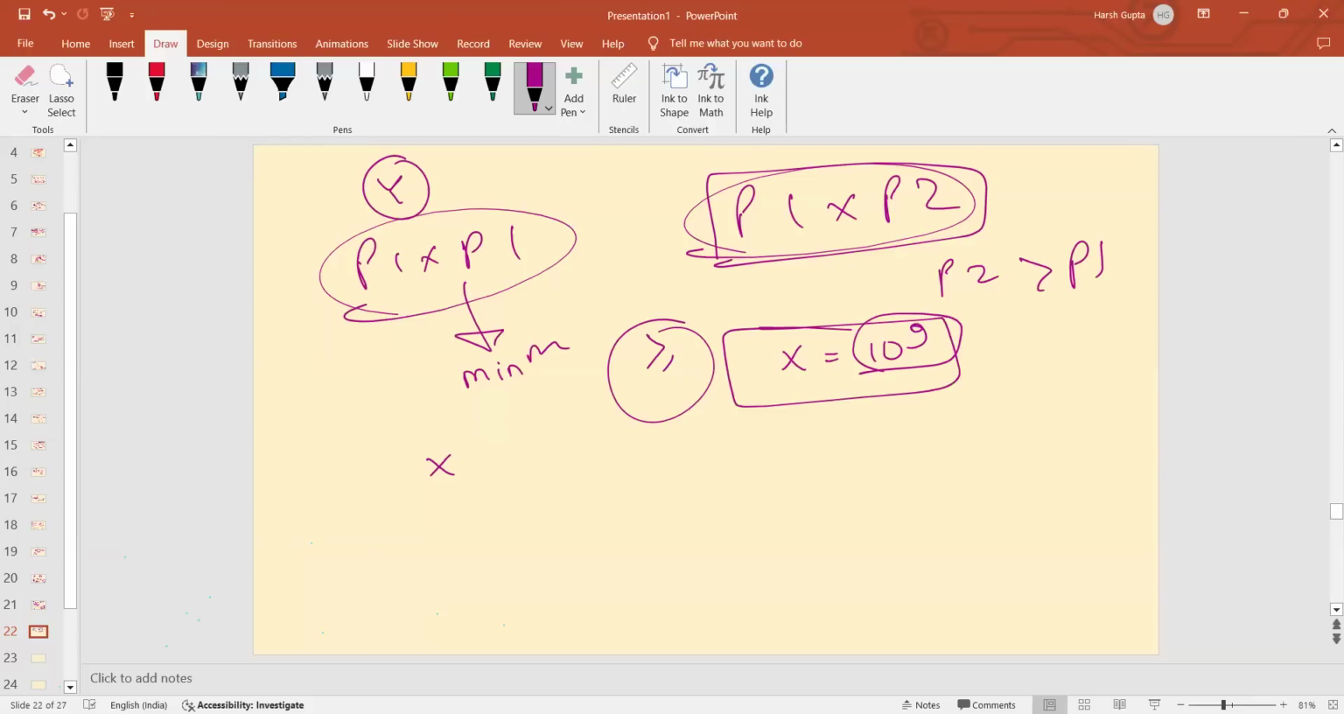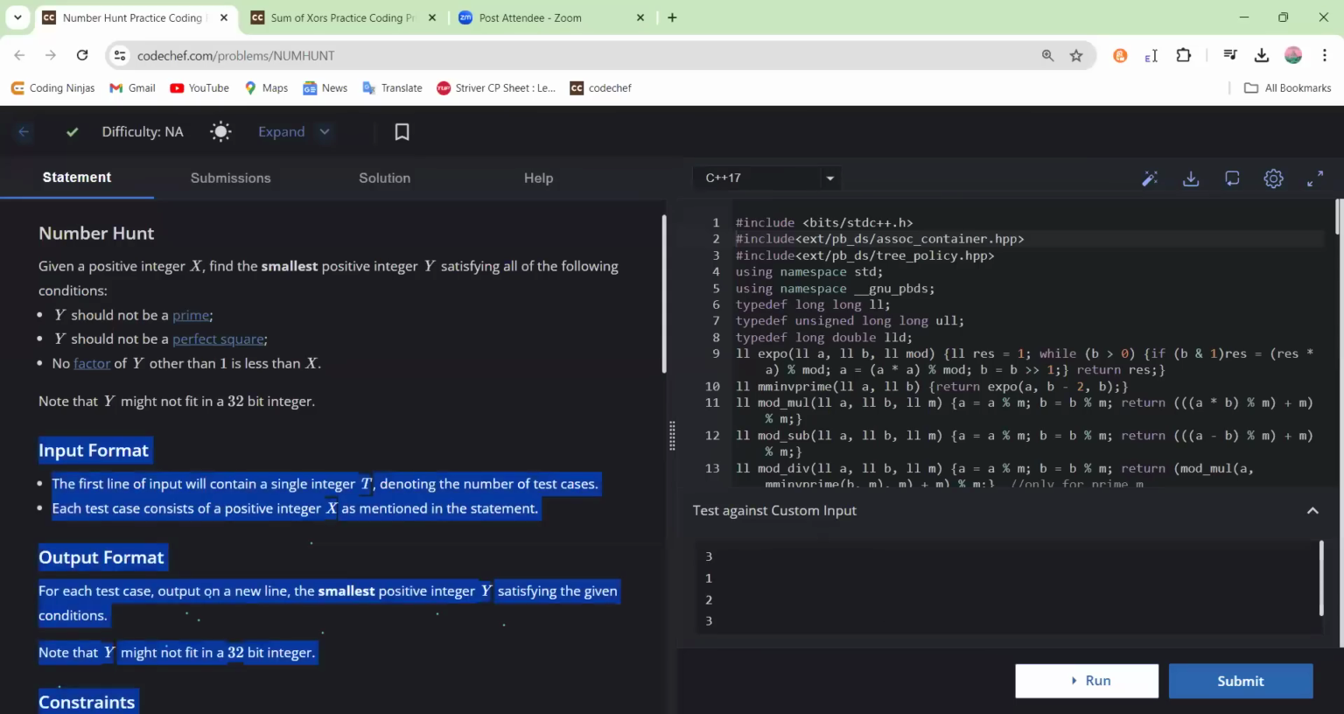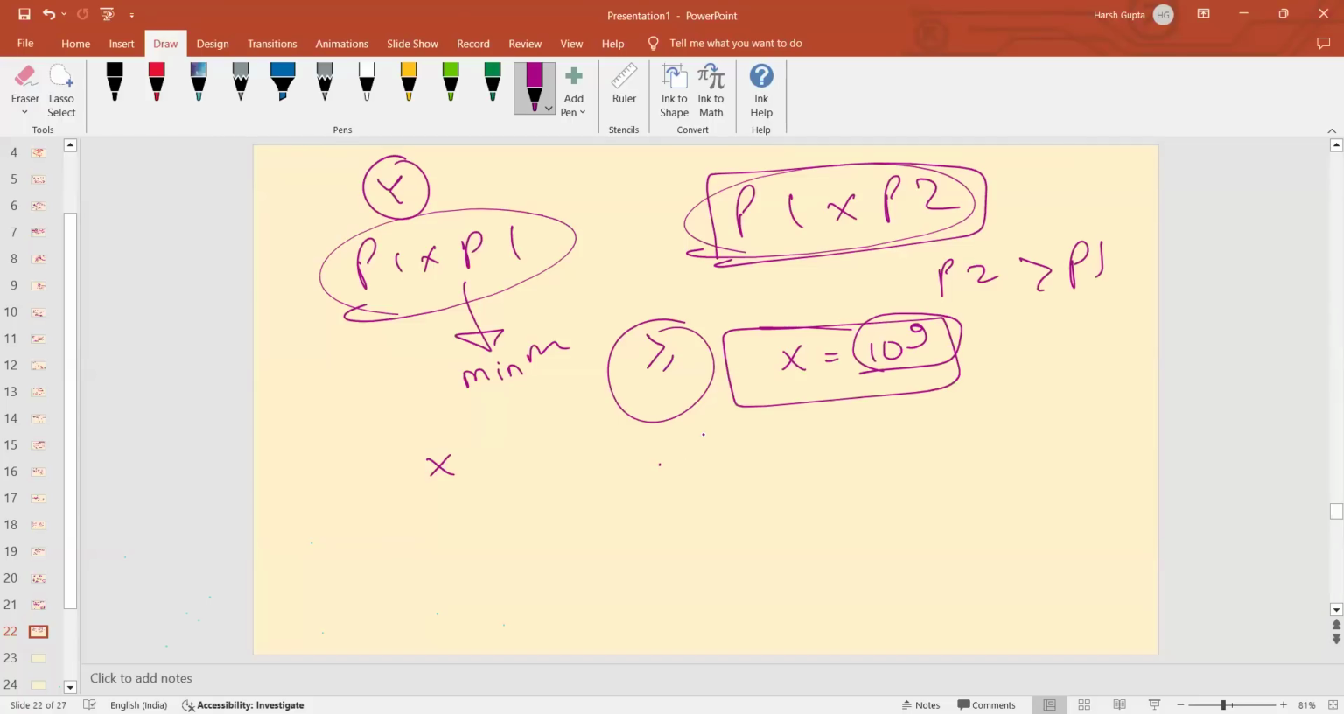It's a pretty simple implementation. How to check whether a number is prime or not? How can we check? Just see the number of factors it has. If it has any factor other than 1 and the number itself, then it is not a prime, isn't it?